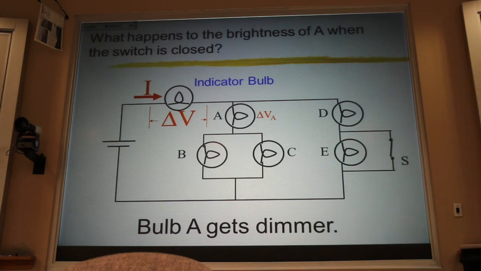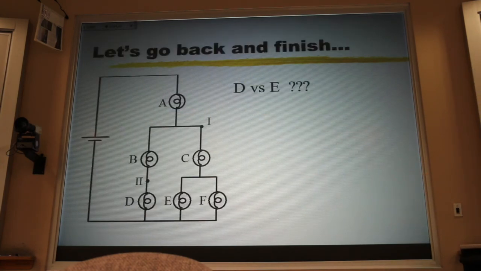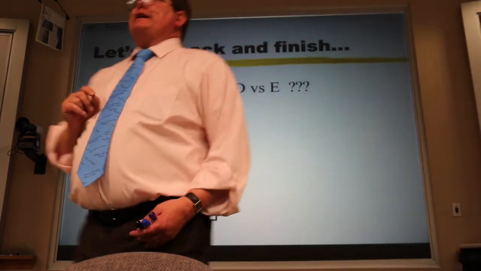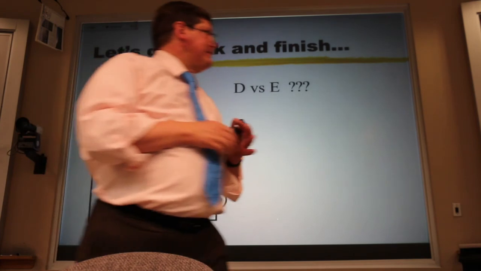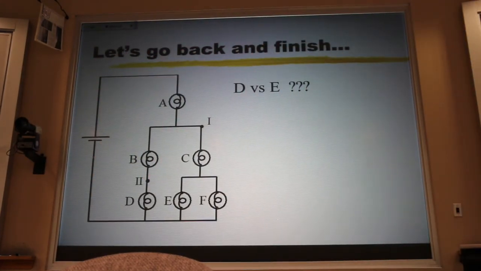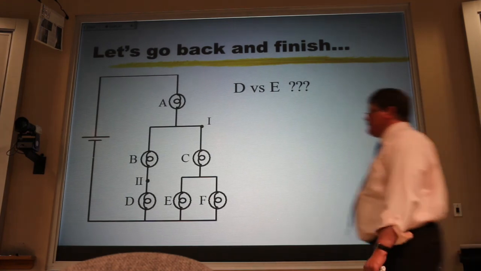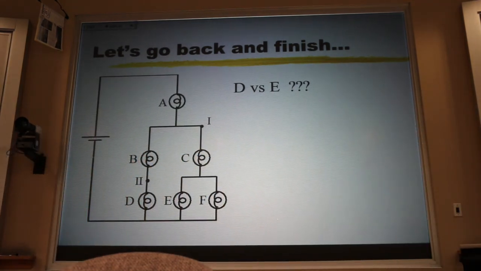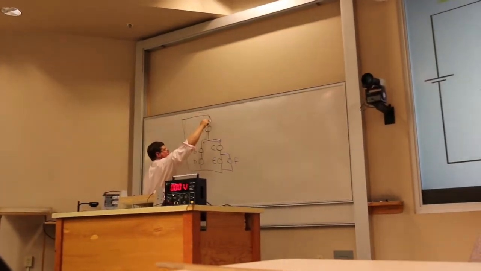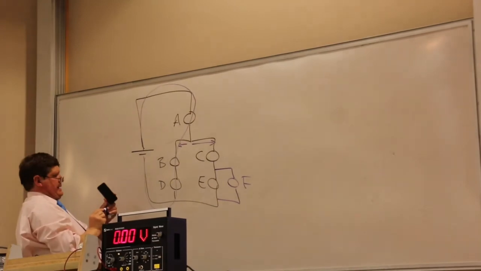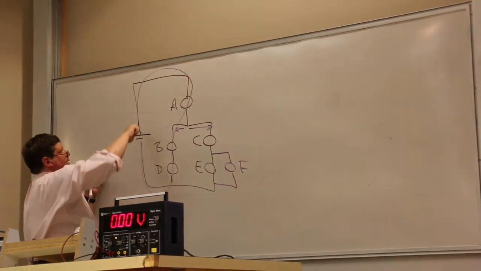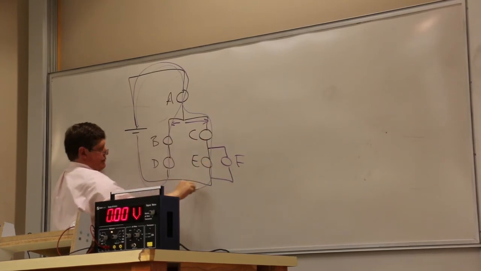Okay. Now, we have 6 minutes and one problem left, front and back. We could not, with our current model, rank D versus E. Now, whenever you are using a voltage model to compare two different bulbs, in this case, D and E, you pick one path that goes from one side of the battery through one bulb, and another path from one side of the battery that goes through the other bulb.